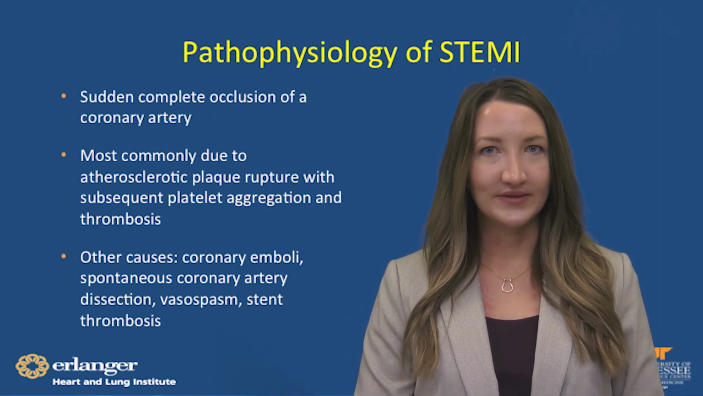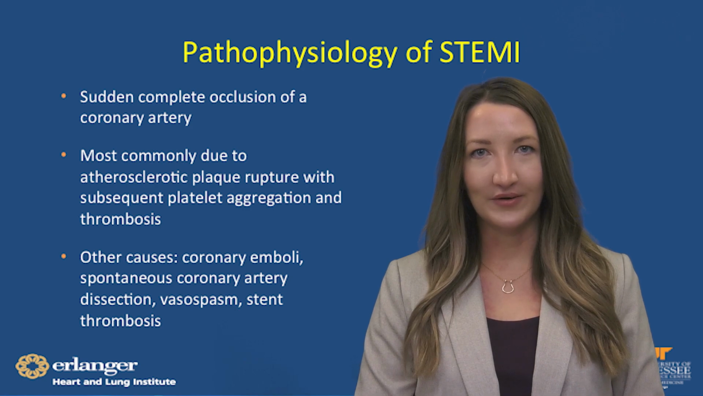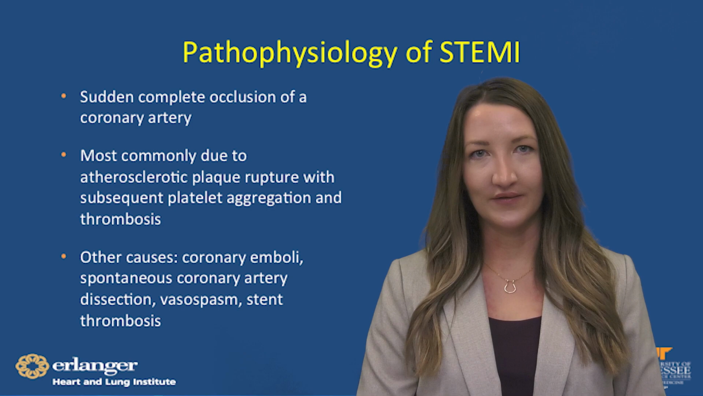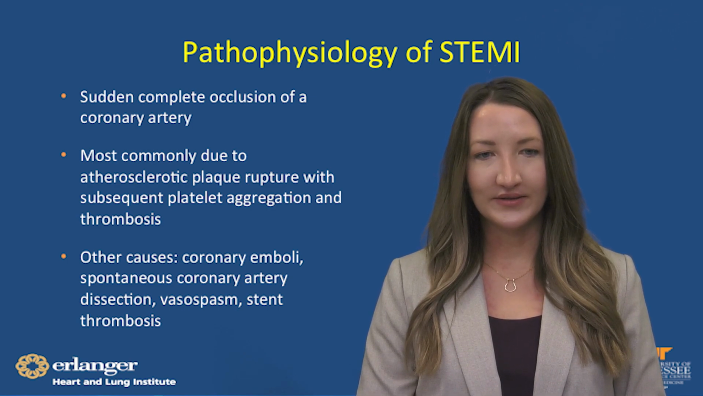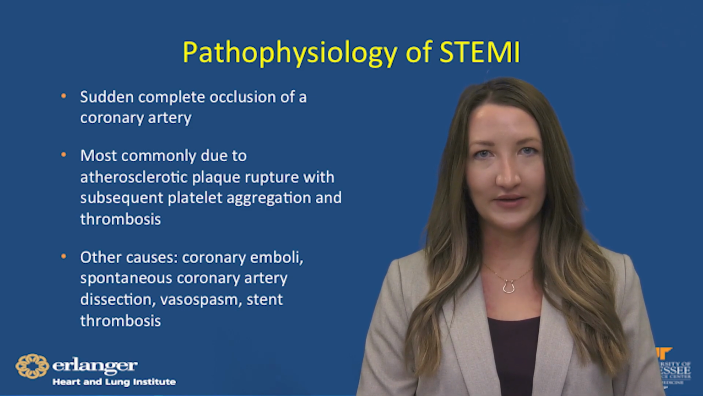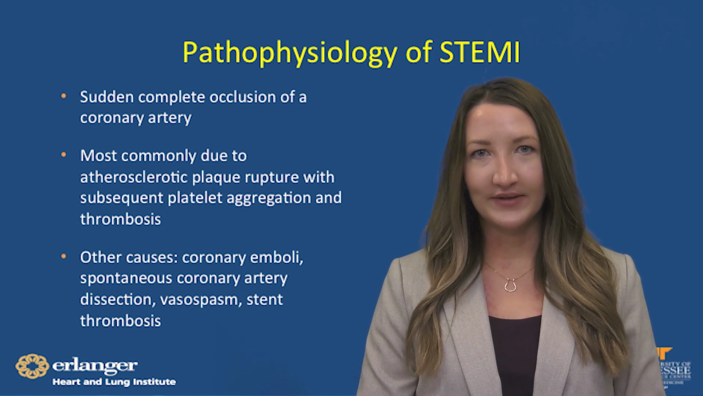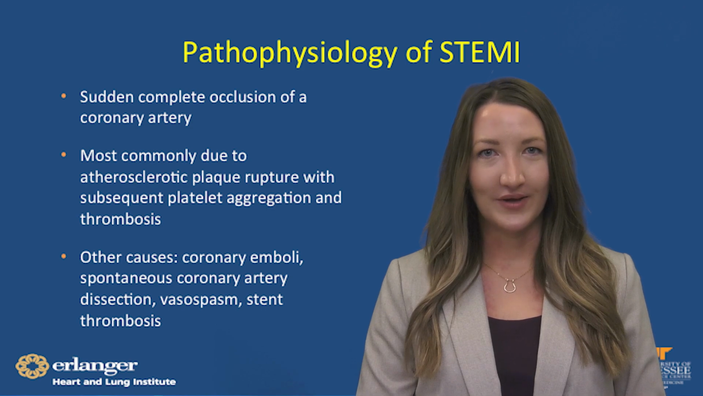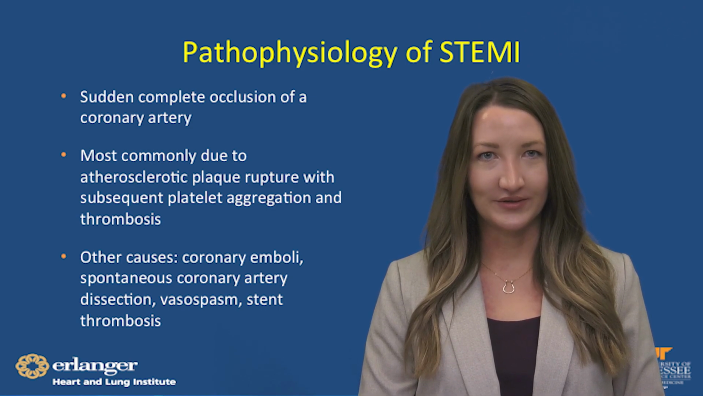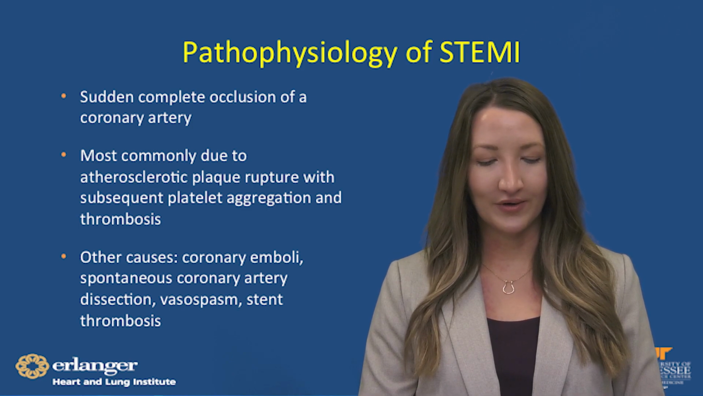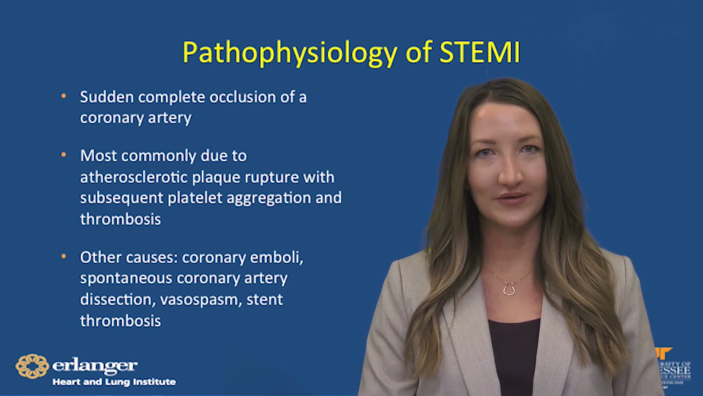Pathophysiology of STEMI is different compared to unstable angina or non-STEMI in that it is a sudden, complete occlusion of a coronary artery. So in non-STEMI or even unstable angina, you may have narrowing or stenosis of the coronaries, but in STEMI, you're having a total occlusion. And most commonly, this is due to an atherosclerotic plaque rupture and subsequent platelet aggregation and thrombosis, which leads to that total occlusion. Other causes may include, from a hypercoagulable state, you may have emboli to the coronaries.